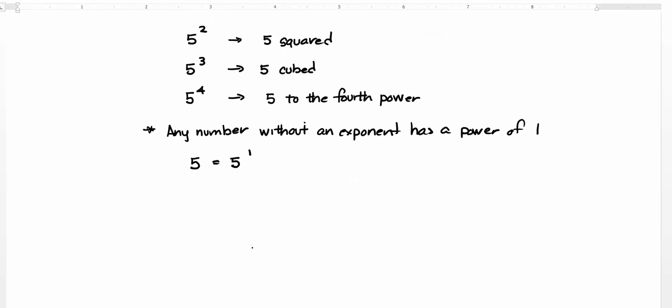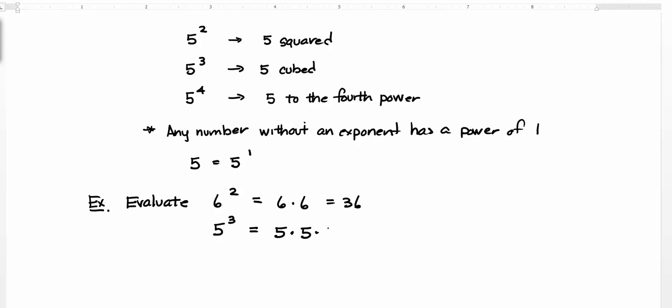So let's just do a couple of examples. If I ask to evaluate 6 squared, or 6 to the 2nd power, that's simply 6 times 6, which is 36. 5 to the 3rd power means you take the number 5 and you multiply it by itself 3 times, because that's what the exponent tells us. And that gives us 125. 2 to the 4th power means I take 2 and I multiply it by itself 4 times, which gives me 16.